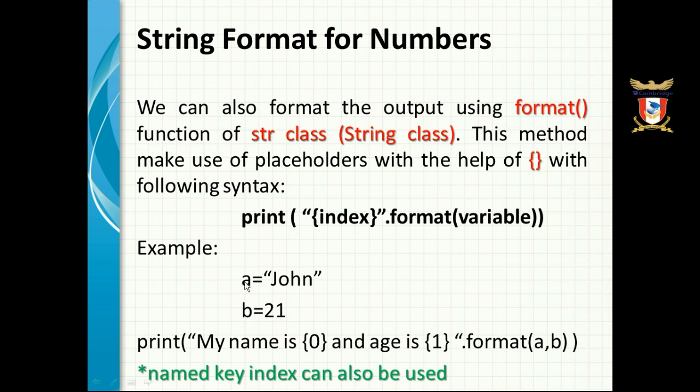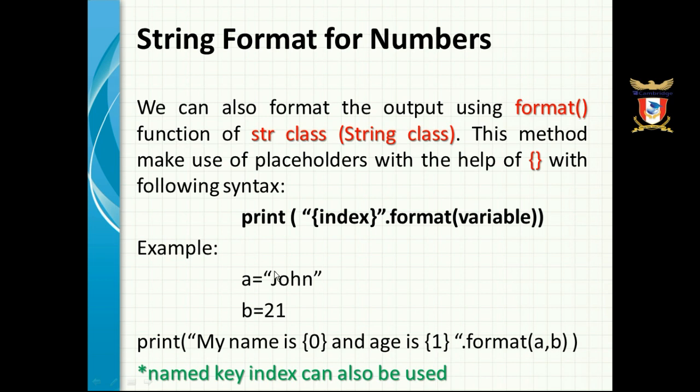For example, if I'm having two variables, one is a that contains the name of string type, and b contains a number of integer type. So we can specify using these curly brackets with the format function like this: print my name is, inside curly brackets you specify 0, and age is, inside curly brackets you specify 1. So dot format a comma b, then this placeholder at index 0 will be replaced with the first variable, and this placeholder will be replaced by b.